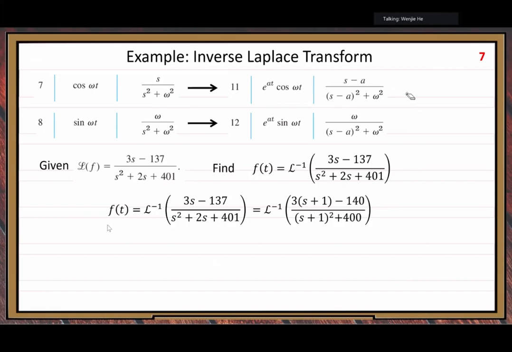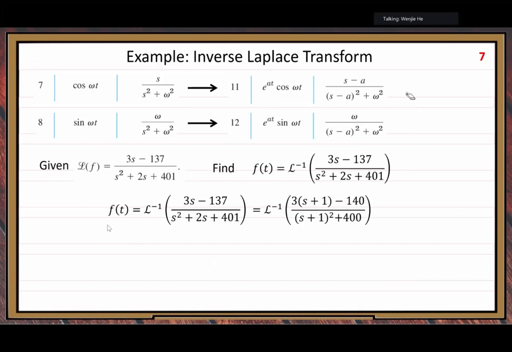Then, because you have s plus 1, it corresponds to s minus a, where a is negative 1. When a is negative 1, s minus a becomes s plus 1. So in the numerator, you want to make that s plus 1, with the same a. So first you need to write your capital F of s in this special structure. That's the first step.